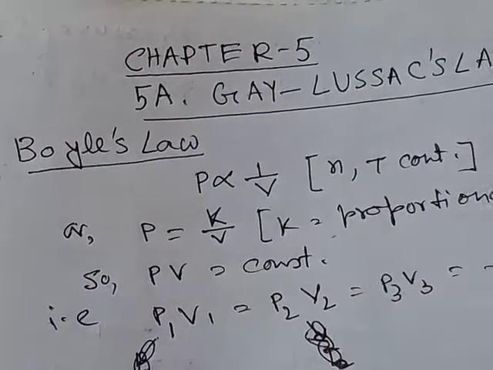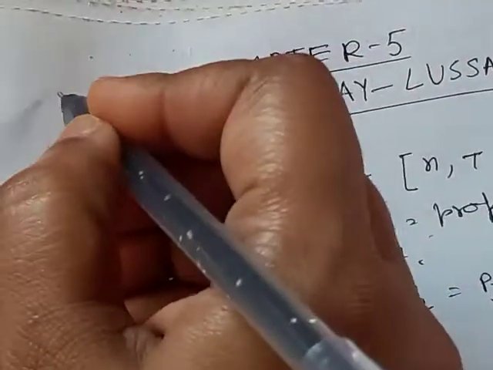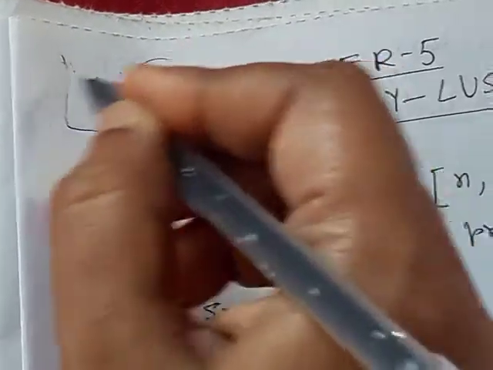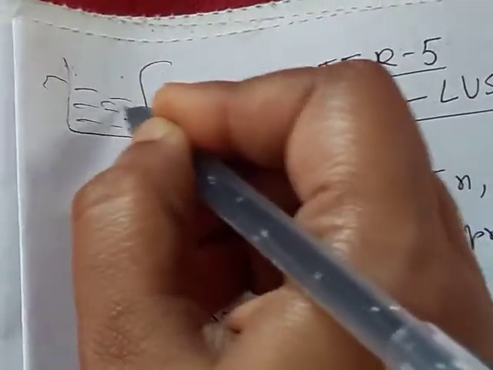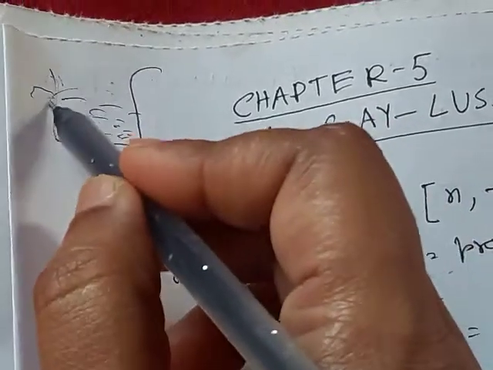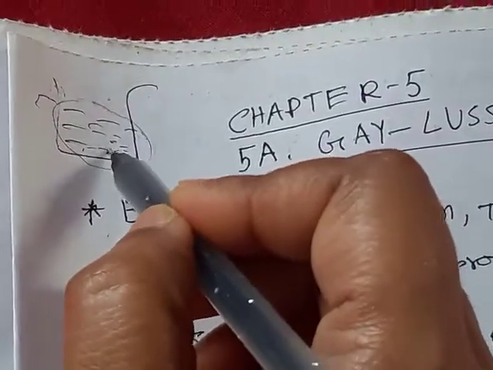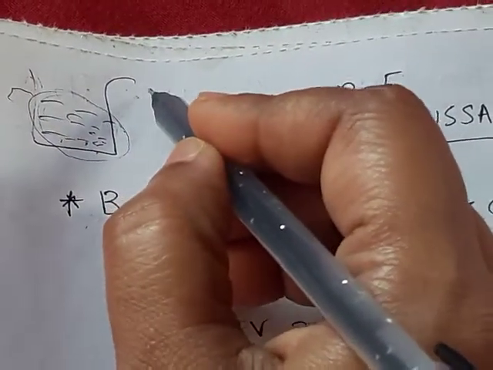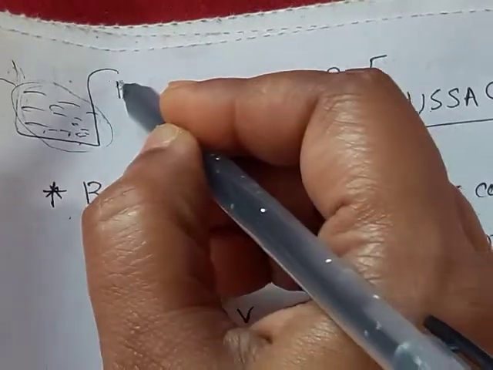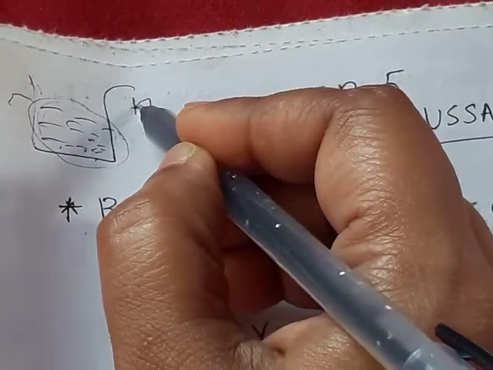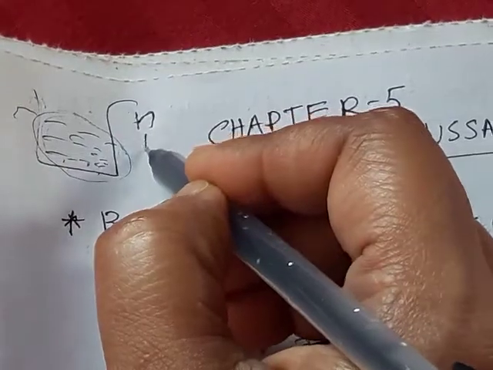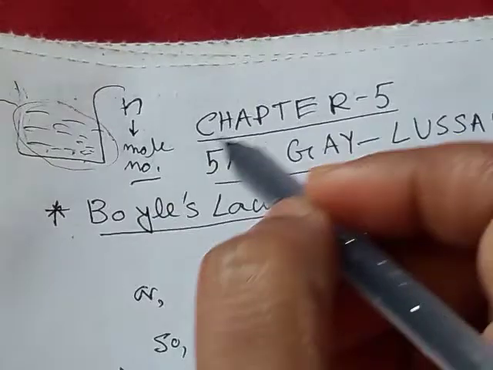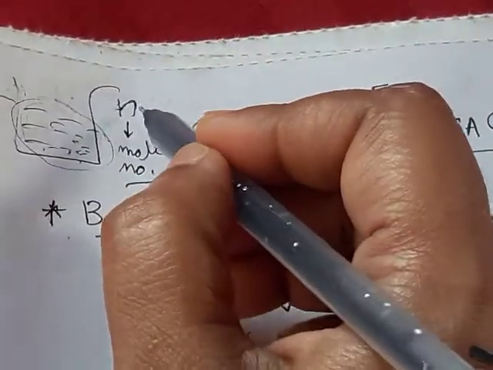Say if we take a gas in this container, and we want to define this gas. To define any gas, we have to give 4 parameters. One is the quantity of the gas, that is given by N, the mole number. You will know later about mole number. This is the quantity of gas.